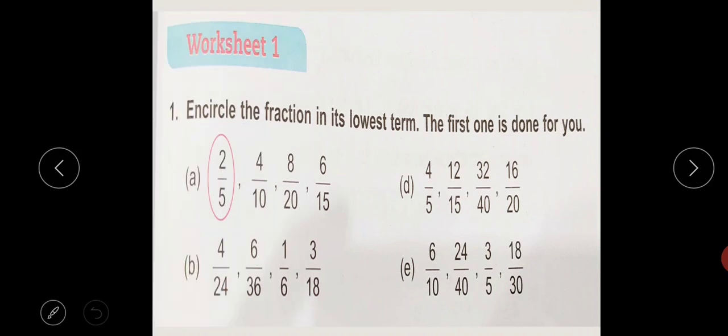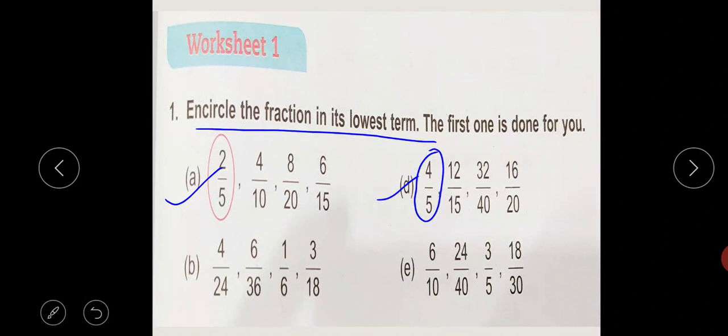Now let us solve some questions of worksheet 1. First one is encircle the fraction in its lowest term. First one is done for you. 2/5 is in its lowest term. Now in part D, 4/5 is in its lowest term.